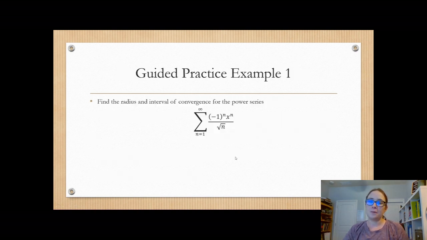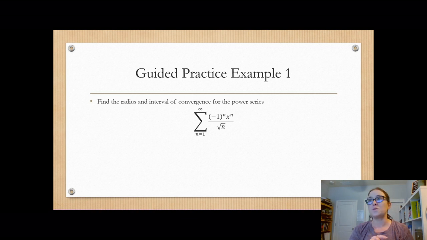Okay, so let's do an example. So I want to find the radius and interval of convergence for this power series. And I can see that it's a power series because I have an x to the n here. And pretty much you're going to have 2 choices. We have a ton of convergence tests at our disposal, but really it's always going to be either the ratio test or the root test that we use here.